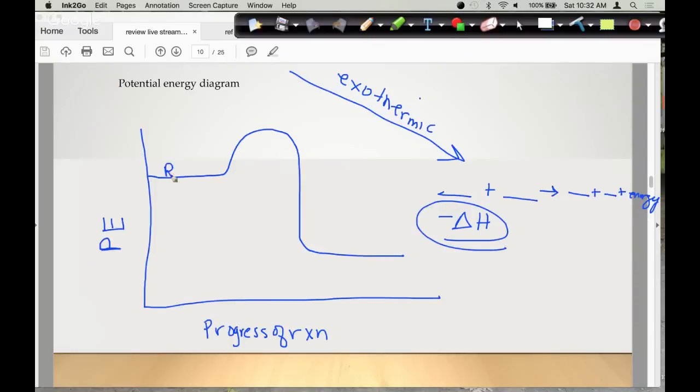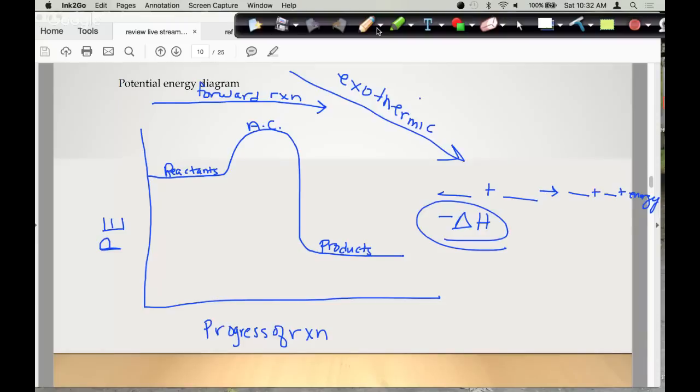We always plot the heat or potential energy of the reactants at the beginning. The activated complex is this high point, and the products are the furthest right. The reaction always goes, for the forward, left to right.